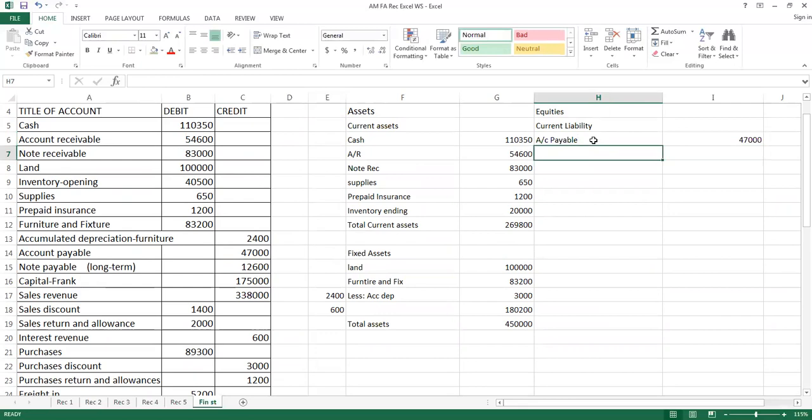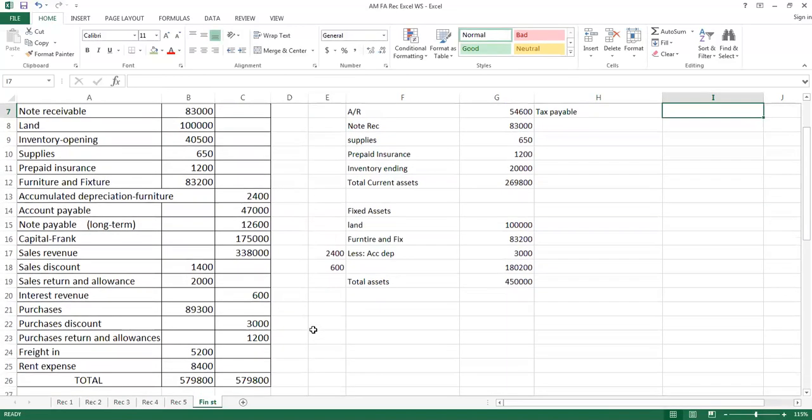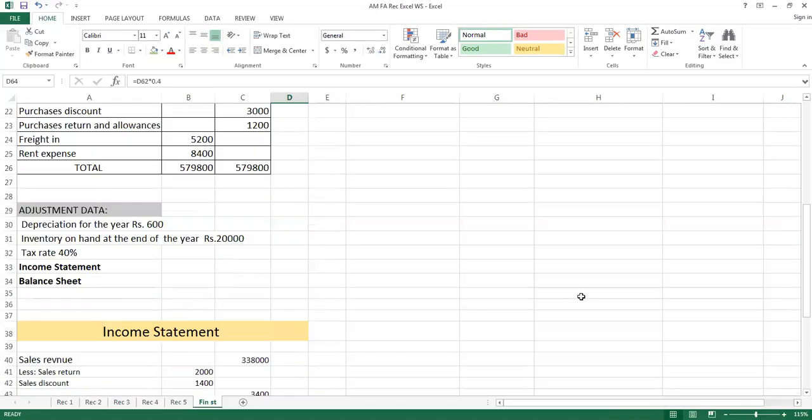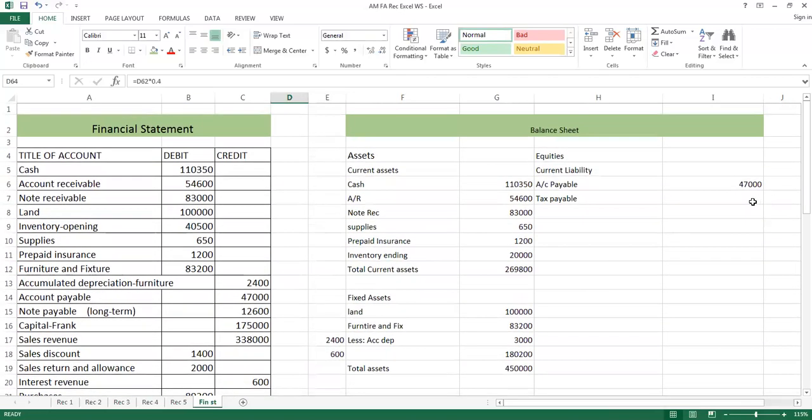47,000. And student, one thing which is very important, that the tax that you calculated in your income statement, which you are committed to pay. So coming to the income statement check, how much tax you decided to pay to the government? 86,160, and this we calculated on the given rate as given in the question on this amount. So 86,160 is your current liability.